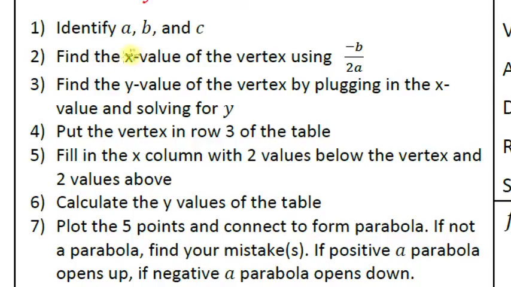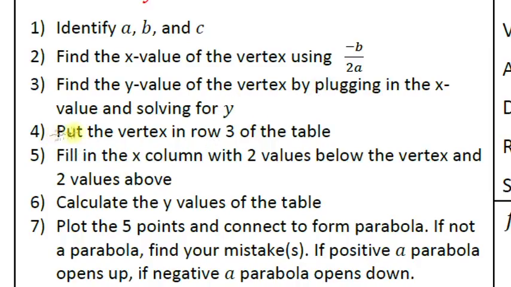Okay, number two, find the x value of the vertex using the expression negative b over 2a. We have learned that already. Step number three, find the y value of the vertex by plugging in the x value and solving for y. Remember, if I give you an x value, you could always just plug it into the function or the equation and solve for y. So that's how we find the y value of the vertex.